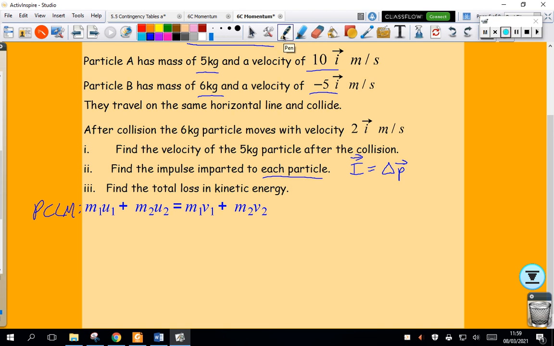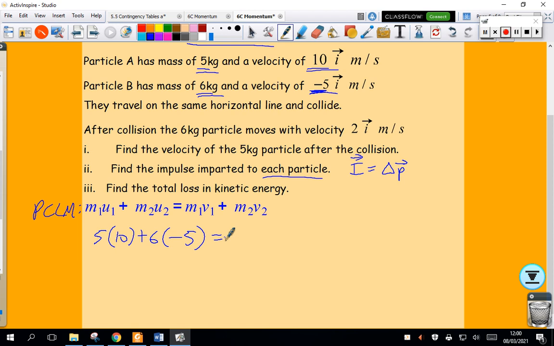So particle A, mass 5, velocity 10. Particle B, mass 6, velocity negative 5. The negative is important here. We're talking about velocities here as opposed to speeds. So substituting in, the mass of A is 5, its initial velocity is 10, plus the mass of B, which is 6, times its initial velocity, which is negative 5. Be careful with that negative. Lots of people will leave that out.